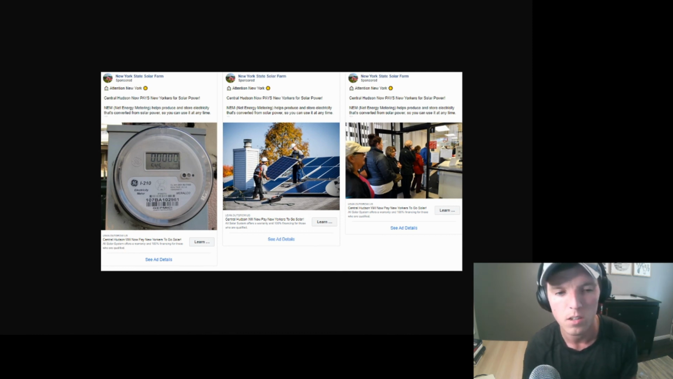As long as you're able to connect the dots and show them how a credit or a rebate is actually paying them to go solar, then it's a fine line that you have to choose if you want to walk or not.